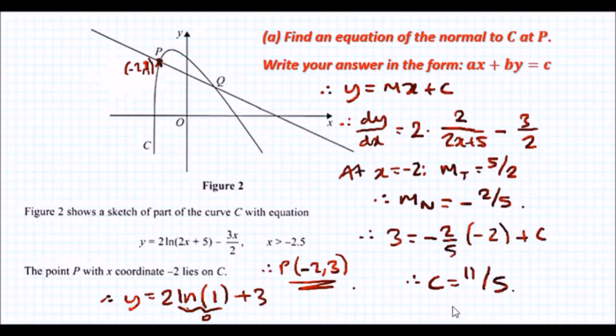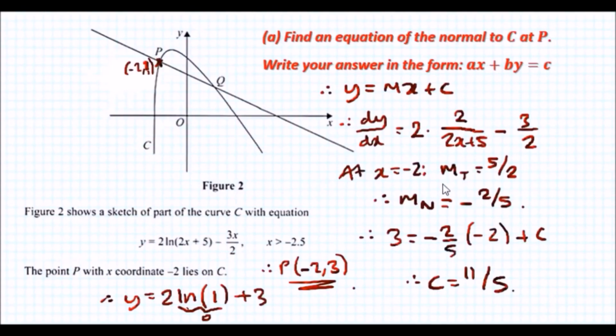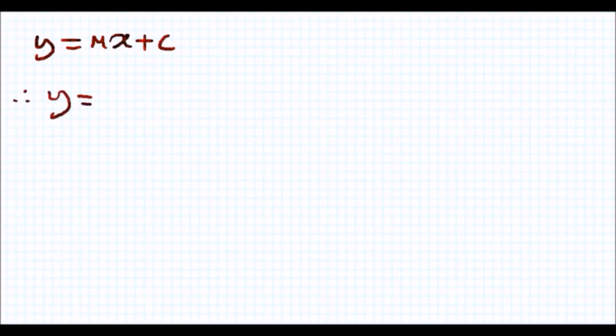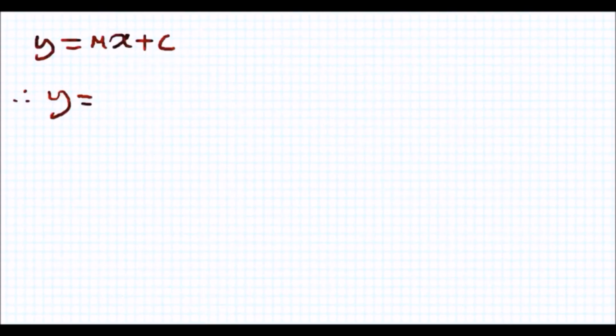Now all we do at last is plug in the gradient. Let me just make a fresh page. What do we have so far? Going back to y equals mx plus c, our final equation will be y equals the gradient, which we said was -2/5, and c is 11 over 5. So y equals -2/5 x plus 11 over 5.